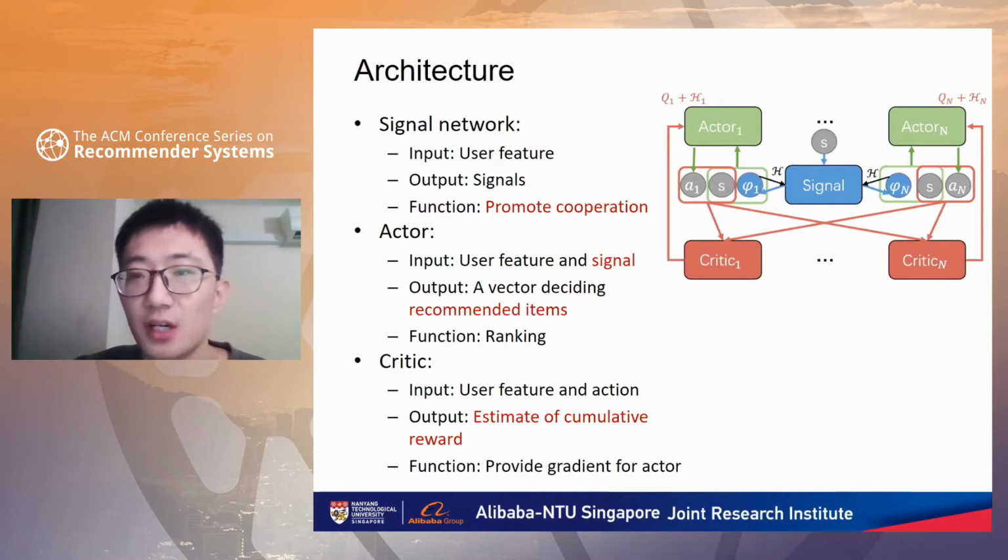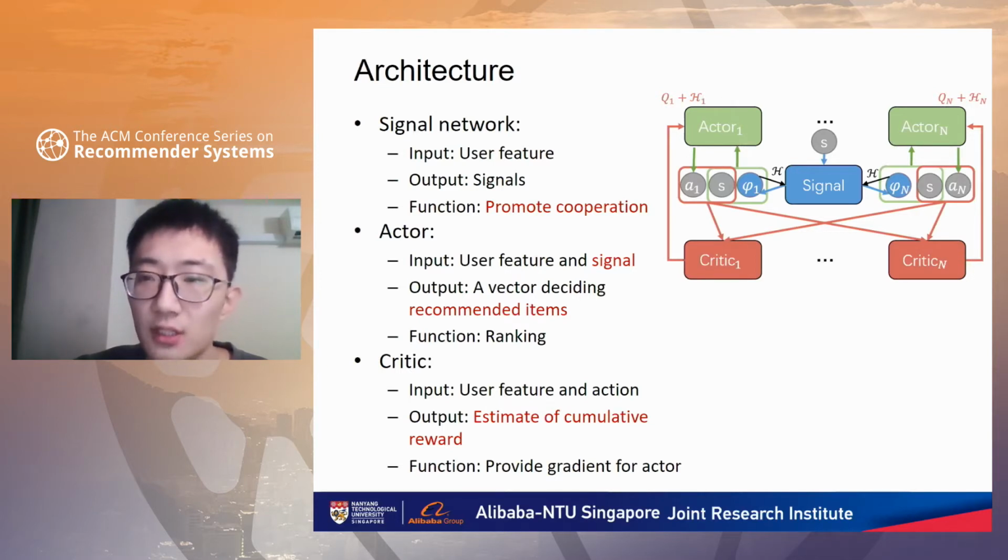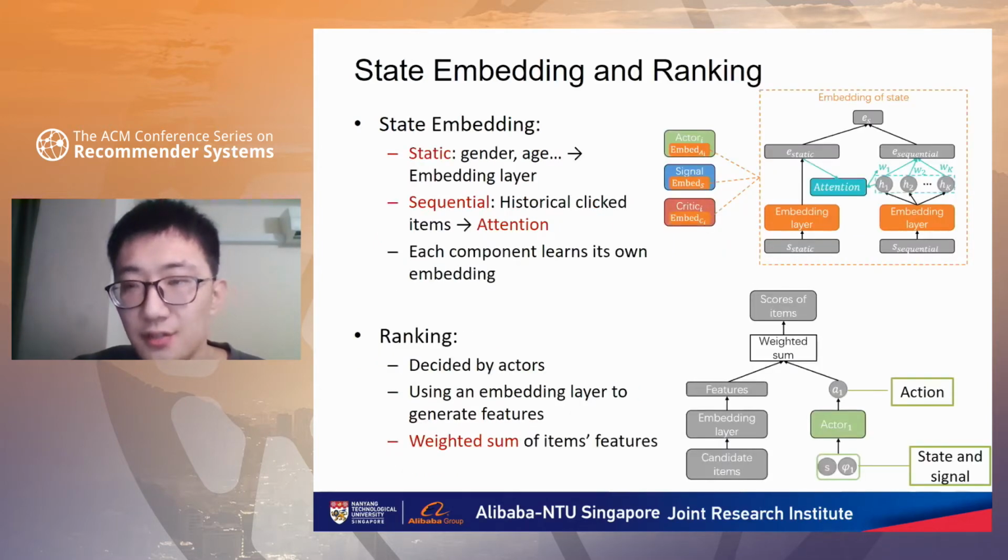Our method is based on the actor-critic algorithm, which is popular in reinforcement learning. There are three components: the signal network, the actor, and the critic. The input of the signal network is the user feature, and the output is signals to promote cooperation. The actor is used to rank items given the user feature and signal. The critic aims at estimating the cumulative reward obtained from the output of the actor and provides a gradient to the actor. Here are the details of these three components.